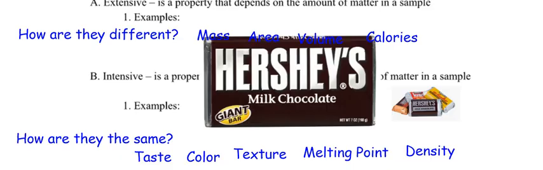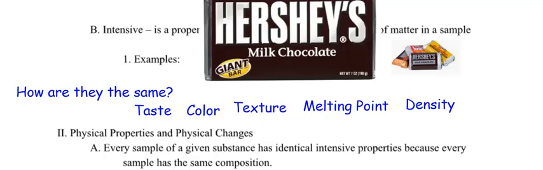Okay, so let's talk about some other physical properties. Let's scroll down. Every sample of a given substance has identical intensive properties. That's what I was just talking about, because every sample has the same composition. Well, what's a composition? That's what we learned in the last section. They have the same elements, and those elements are arranged in the same exact way. Because they're arranged in the same exact way, they're going to have the same intensive properties.